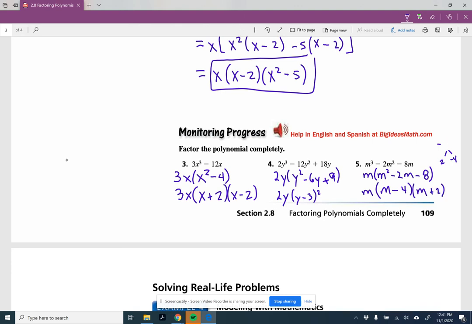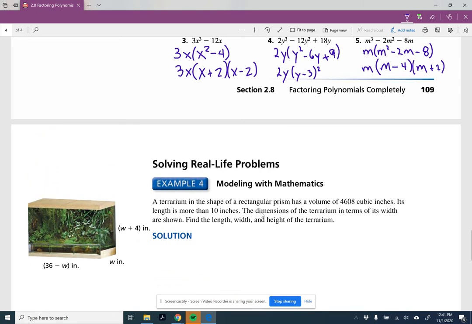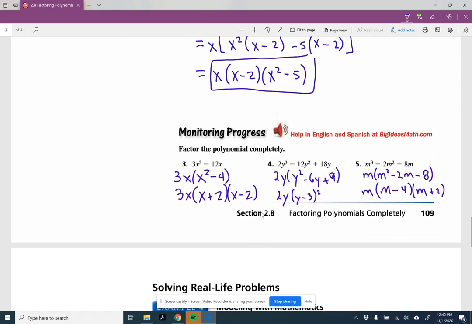And those are the solutions for the monitoring progress. There we have it. We are not going to do the problem on the next page because it requires some things from section 2.4, which will be next time. And so there we go.